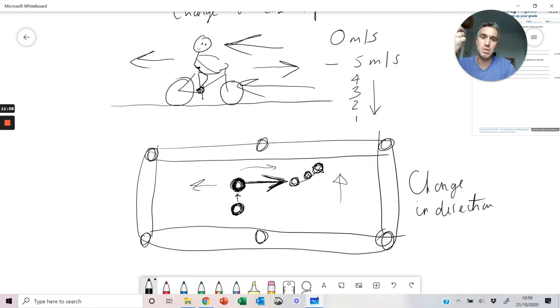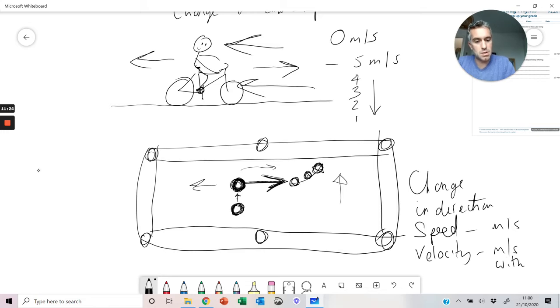See, velocity, speed. What's the difference between speed and velocity? Speed is just meters per second. Velocity is meters per second with direction. So if you change direction, you change velocity, and if you change velocity, you're accelerating. So a net force causes a change in direction as well as a change in speed or velocity.